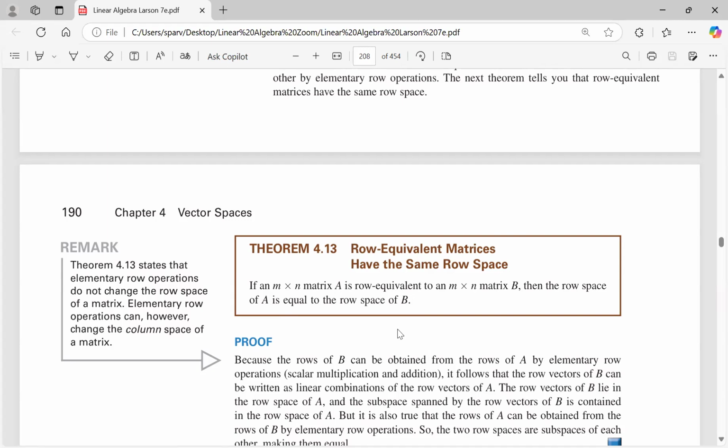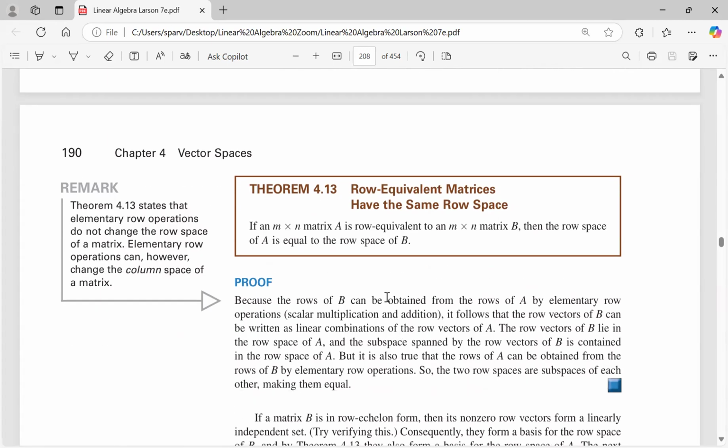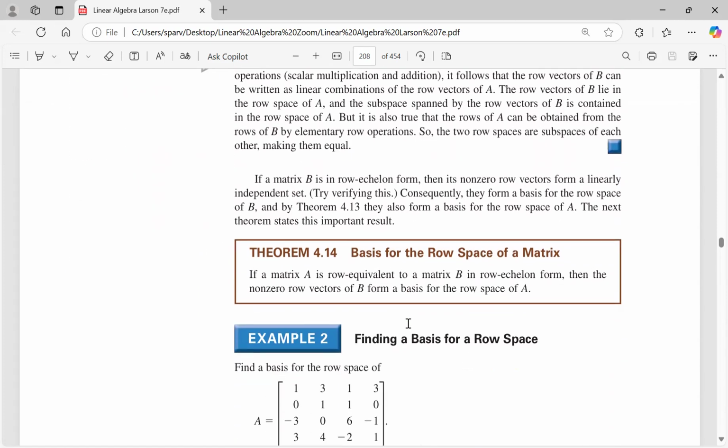Now, one thing that could change, and I'll show you an example of this in a few minutes, folks: the column space may change, but the row space doesn't change. When you do Gaussian elimination, when you do any operation that creates row equivalent matrices, the row space is intact. It doesn't change, but the column space may change.